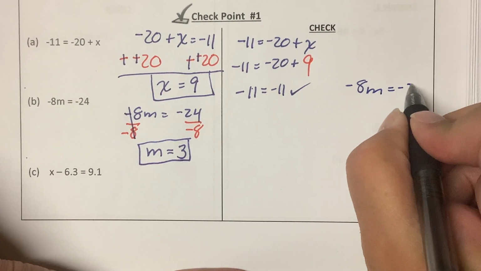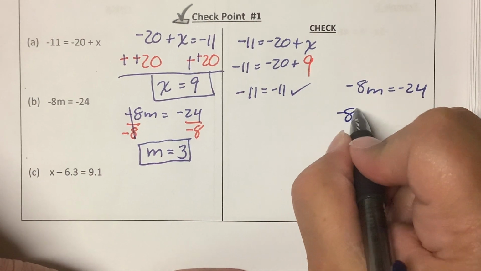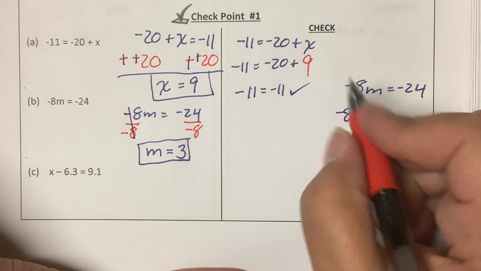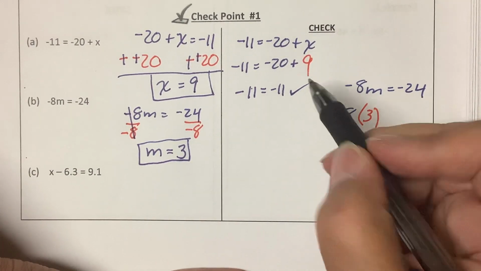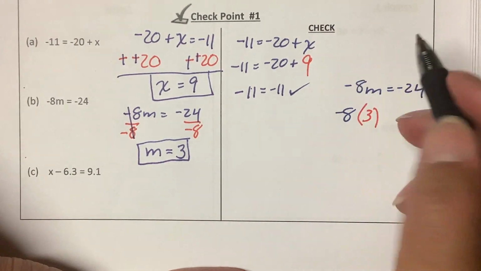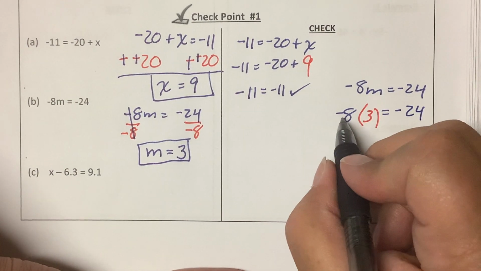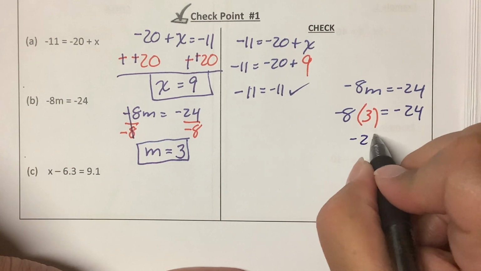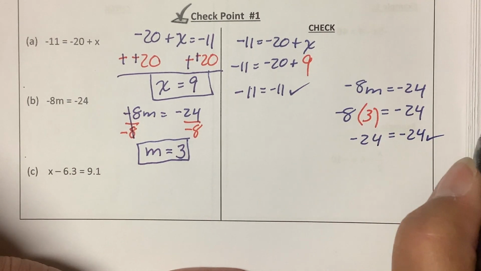-8m equals -24. I'm going to, in parentheses, put the +3 to show that I'm multiplying. I wasn't multiplying up here, that's why there's no parentheses. Equals -24. Negative times positive is -24 equals -24, and it checks.